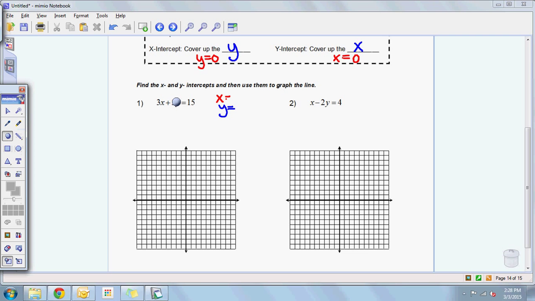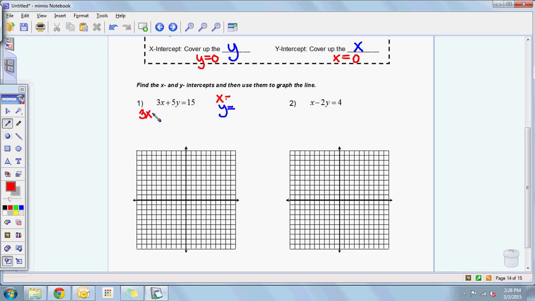Here we go. You're going to cover up that y value, because if we're trying to find the x value, y equals 0. So 5 times 0 is 0, so that's gone. Pretend it's not there. So all you have left is 3x equals 15. That's an equation you can solve. Can't solve it with that in there. But if we make y 0, we can see that 3x equals 15. So let's write that out.